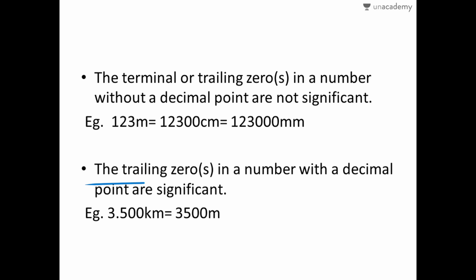Now, the trailing zeros in a number with a decimal point are significant. This is exactly what we talked about here. If there is a decimal point, then the zeros will be considered to be significant.